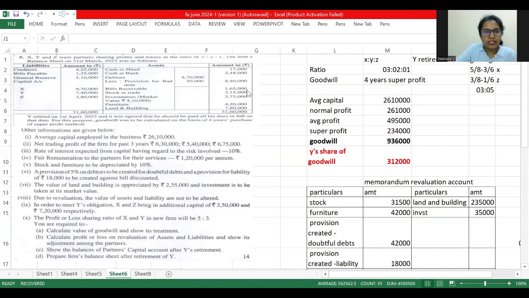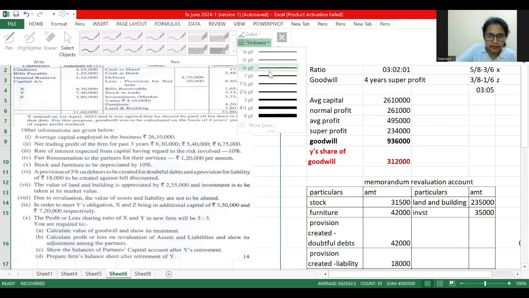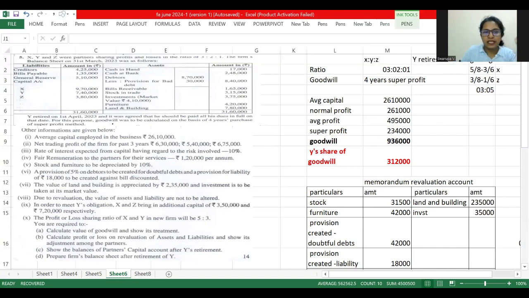Next, we will come to question number 5, which is relating to partnership accounts. Okay, so in the partnership account, the profit sharing ratio is 3 is to 2 is to 1 between X, Y, Z. Okay, and Y has retired on 1st April 2023. So year end books detail is given, and one of the partners has retired at the beginning of the year. Okay, so first thing, goodwill.